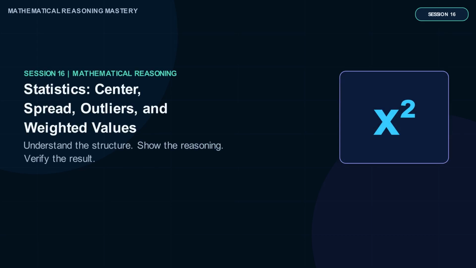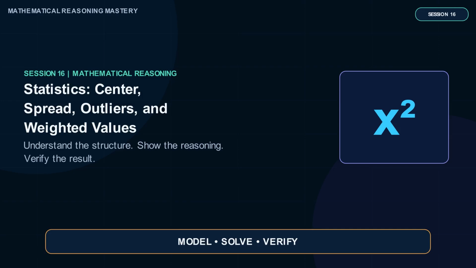Welcome to Session 16, Statistics, Center, Spread, Outliers, and Weighted Values. This lesson develops mathematical reasoning that stays reliable when a problem looks unfamiliar. You will learn to choose resistant or sensitive center measures, to calculate weighted values, and to interpret spread and variance. These are connected habits, not isolated tricks.